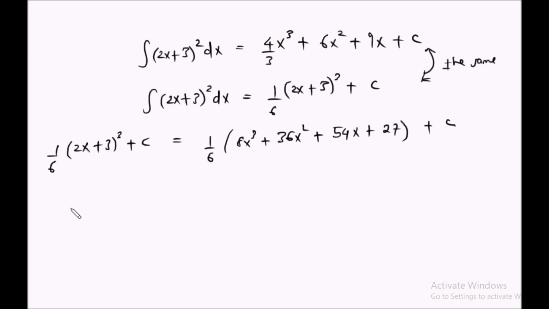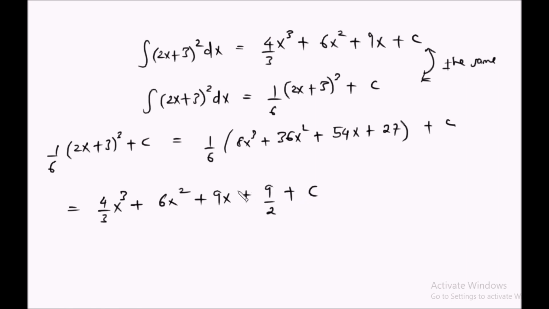So this one now is also, kwa hiyo utaona hapa sasa tunafanya hii 1 over 6 niiingize ndani, okay? Nikiingiza 1 over 6 ndani, hii itakuwa ni 6 ganya kwa 8 ni 4 over 3, x cube jumlisha 6 ganya kwa 36 ni 6. X square umeona inafanana eh? Okay, 6 ganya kwa 54 ni 9. You see? 9x. 6 ganya kwa 27 ni nini? Ni 9 over 2 plus c.